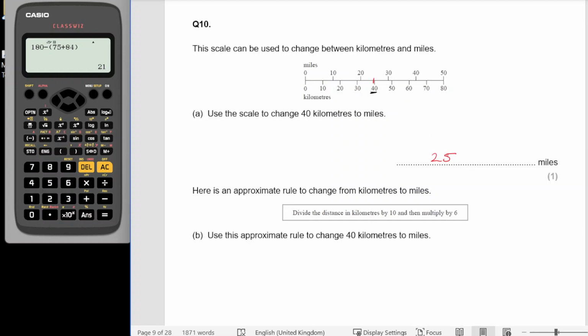Here is an approximate rule to change kilometres to miles. Divide the distance in kilometres by 10 and then multiply by 6. Use this approximate rule to change 40 kilometres into miles. So I'm going to do 40 divided by 10 multiplied by 6. I can do it on the calculator, but 40 divided by 10 is going to be 4. 4 times 6 is going to be 24 miles.